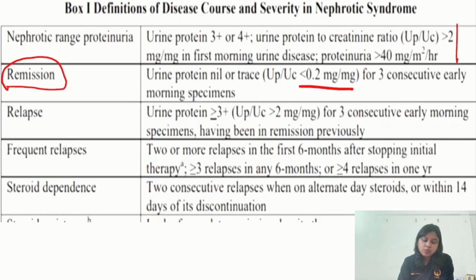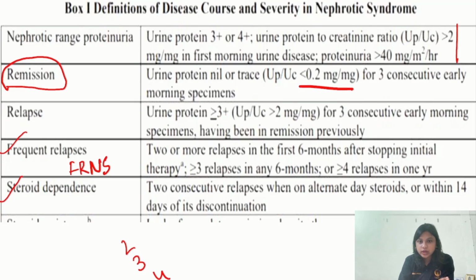Now this too is very important, FRNS and SDNS. First is FRNS, that is frequently relapsing nephrotic syndrome. Please listen very carefully. 2 or more relapses in the first 6 months after stopping initial therapy, more than or equal to 3 relapses in any 6 months, and more than or equal to 4 relapses in 1 year. So how do you remember? You just remember 3 golden numbers, 2, 3 and 4. So 2, 3 and 4 is what you need to remember.